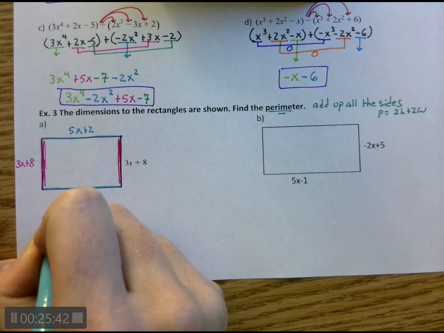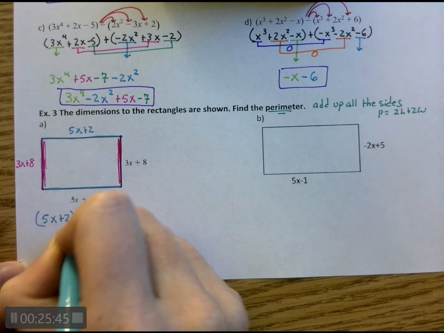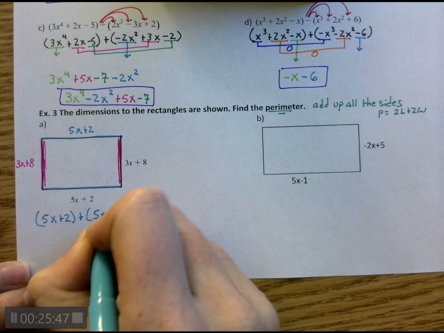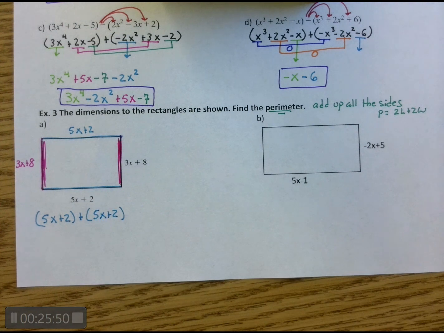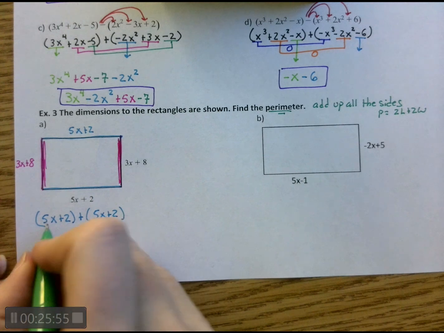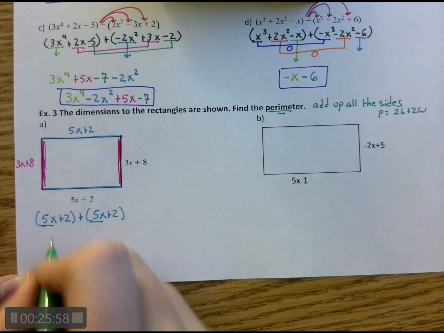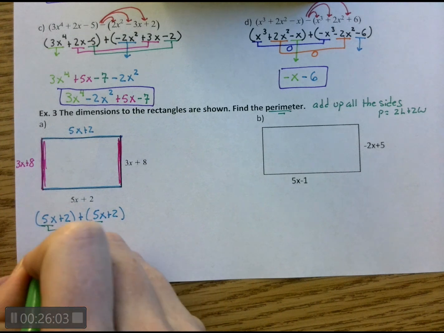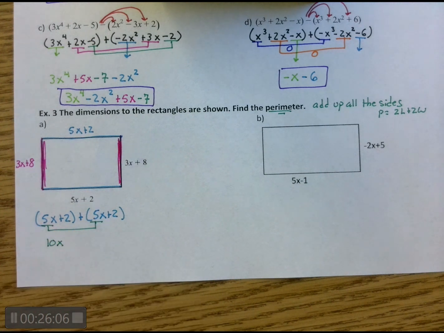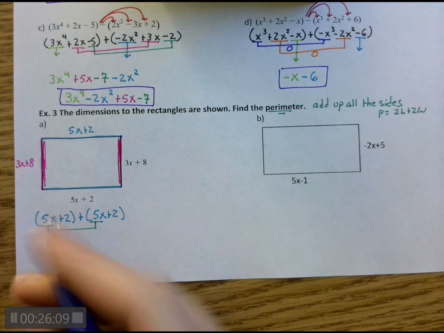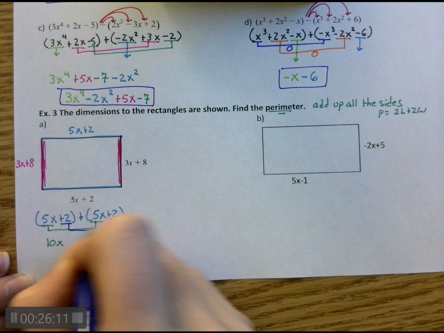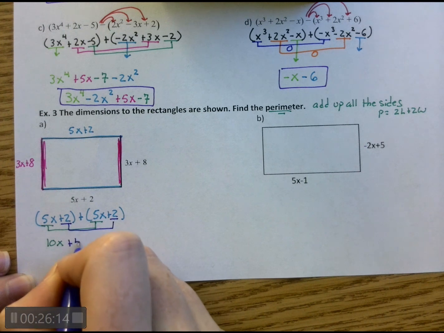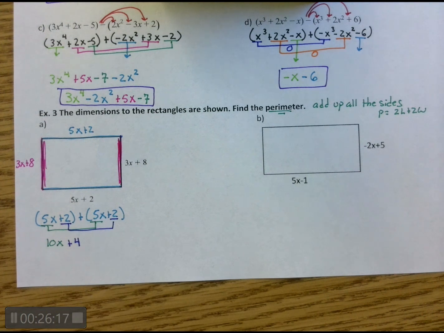So I have 5x plus 2 plus 5x plus 2. So then, combine your like terms. Because x, and you get 10x. And then combine again, and you get plus 4. Okay? So we've added up 2 sides. Let's add up our other sides.